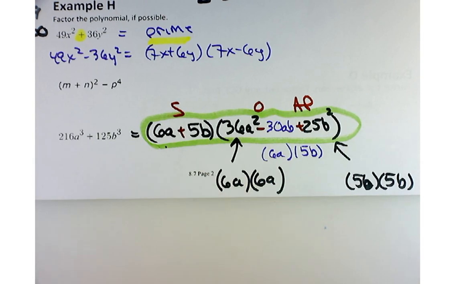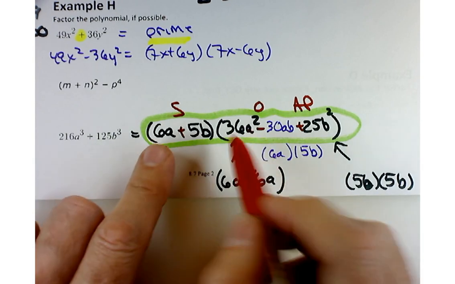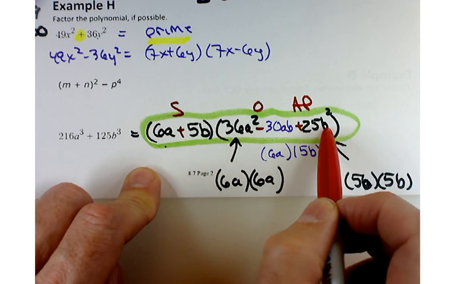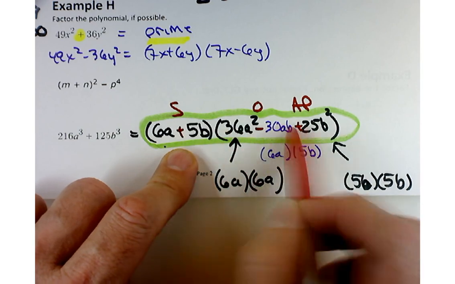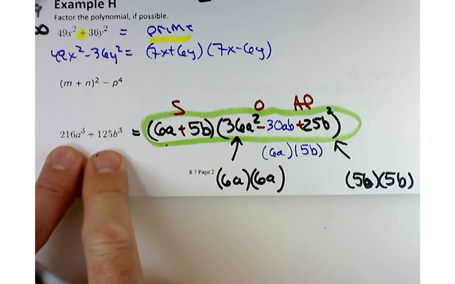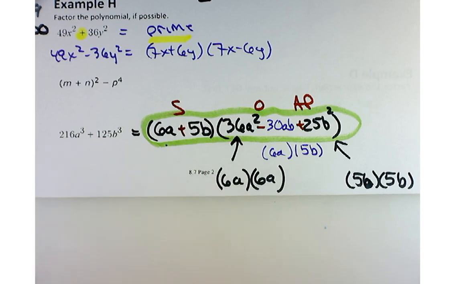And to answer your question that you haven't asked, but I know what you're thinking, you could check this by distributing. If you multiply the 6a times all three of these terms and the 5b times all three of these terms, if you added those up, everything would cancel out except the end terms. So you could check that you got it right. Okay, let's put that one to rest.